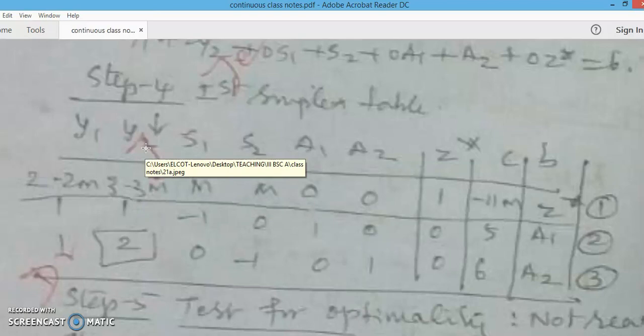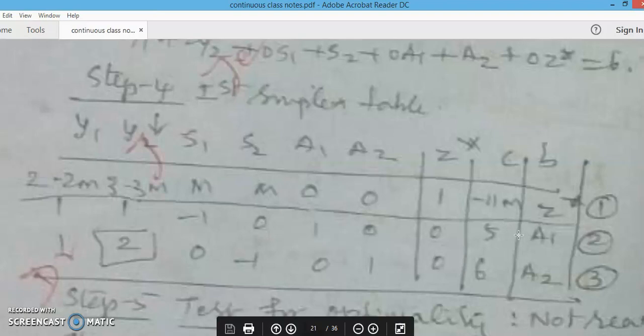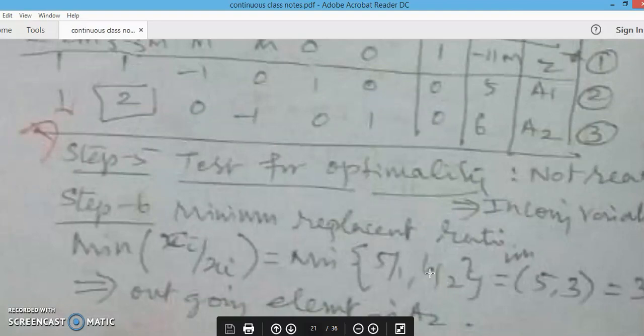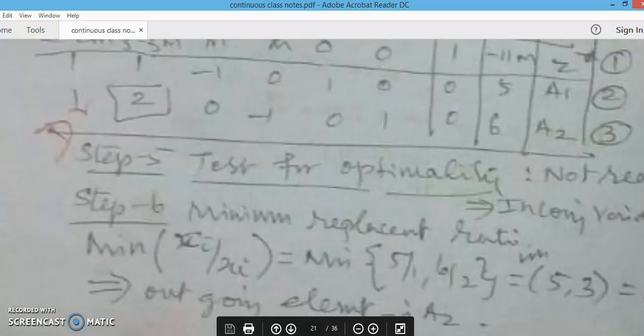I already told you, am I correct? So what is the outgoing variable? To find the outgoing variable, we take the minimum replacement ratio. Here 5 by 1, 6 by 2 is equal to 3. So the minimum replacement ratio is 3. So the outgoing variable is a2.